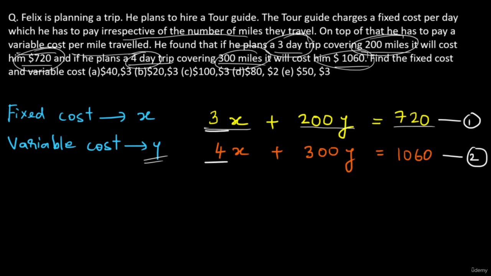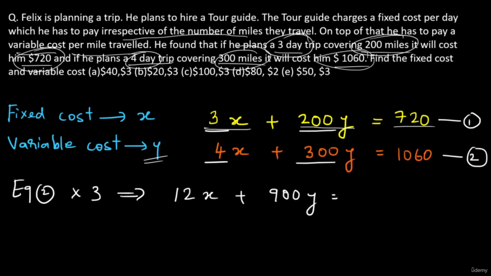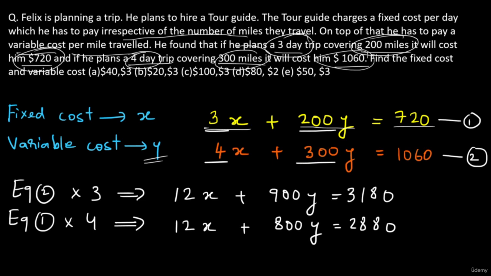Now observe the coefficients. Remember we need to make the coefficient of x or y equal for both the equations to cancel it out. Now let's multiply equation 2 with 3 throughout. So 4 into 3 is 12, 300 into 3 is 900, and 1060 into 3 is 3180. So the equation becomes 12x plus 900y is equal to 3180. Now let's multiply equation 1 throughout with 4. So 4 into 3 is 12. So 12x plus 800y is equal to 2880.